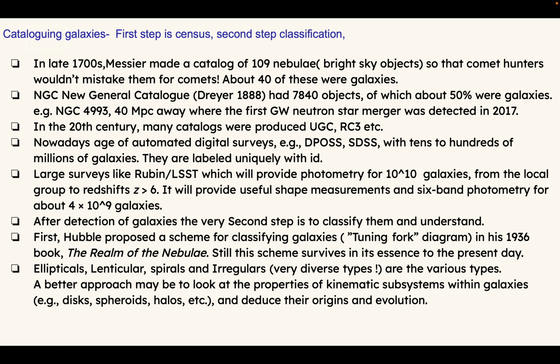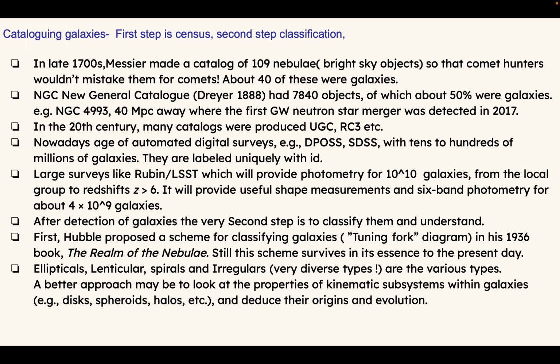In the scheme, he introduced two types of galaxy. One type is the late type galaxy, and the other is the early type galaxy. According to Hubble, the galaxies which had visible spiral arms are the late type galaxies. And the galaxies which are lenticular or elliptical, he called early type galaxies.